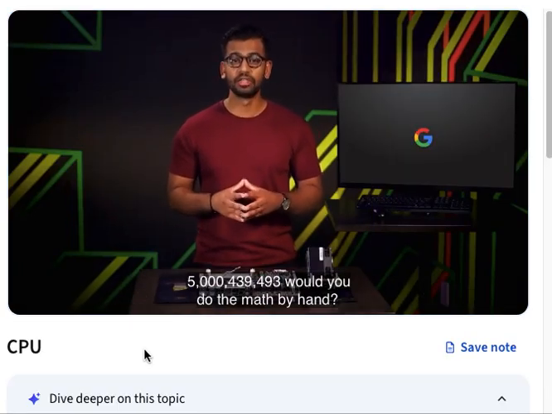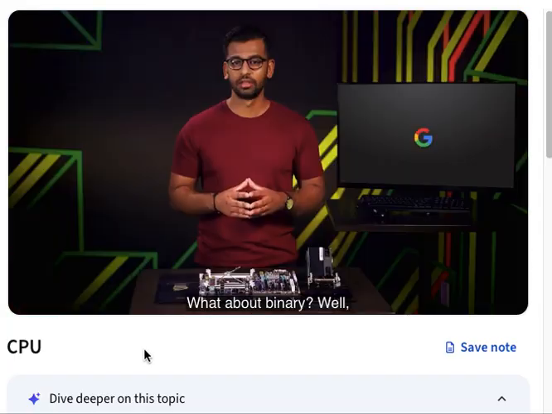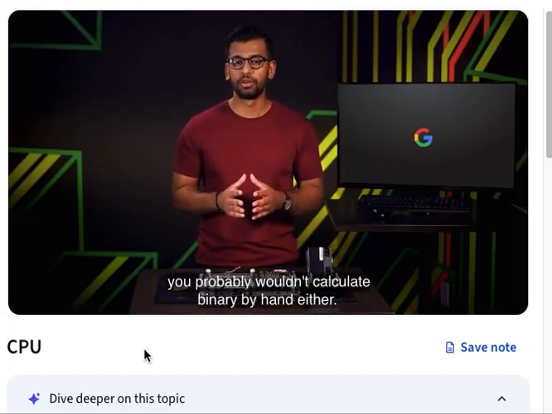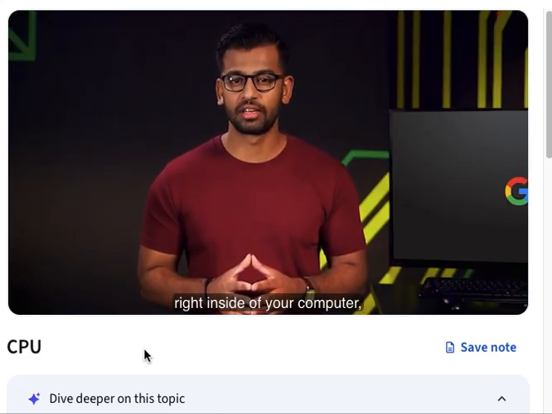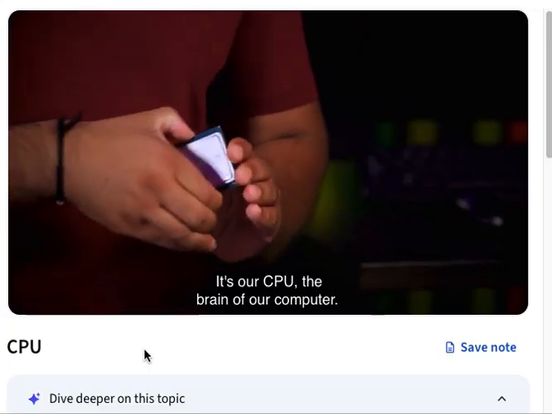If someone asked you, calculate the square root of 5,439,493, would you do the math by hand? Unless you really love tedious math problems, you'd probably use a calculator. What about binary? Well, you probably wouldn't calculate binary by hand either. There's actually a very powerful calculator right inside of your computer that processes binary for us. We've already discussed this in detail. Do you know what it is? It's our CPU, the brain of our computer.